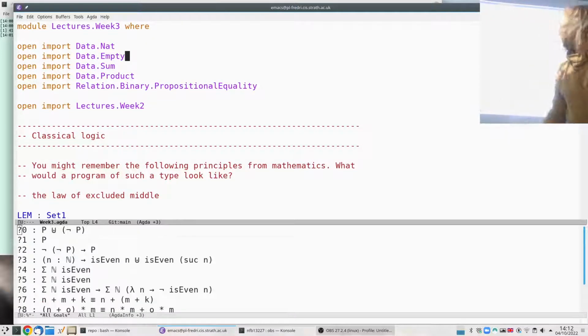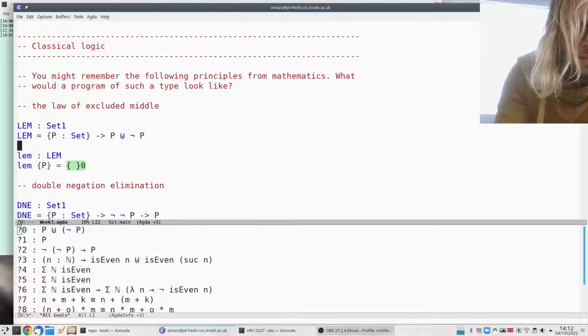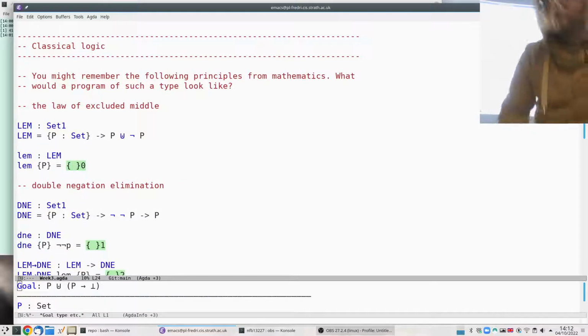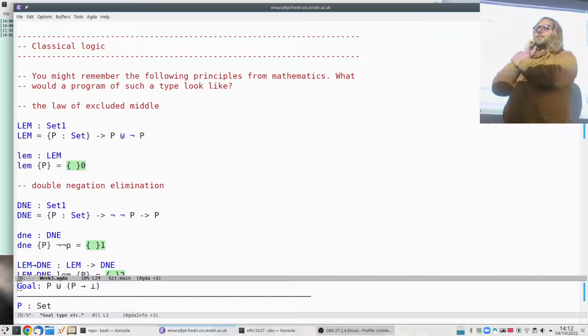Import that so that it's not qualified under. Either P or not P. P implies not P. Okay.